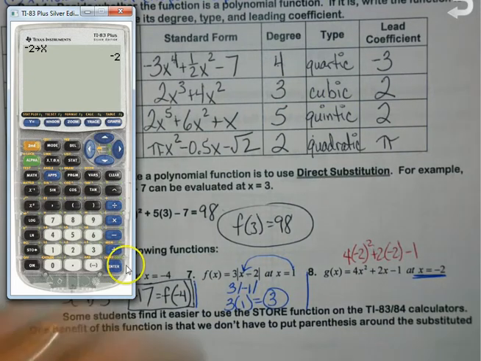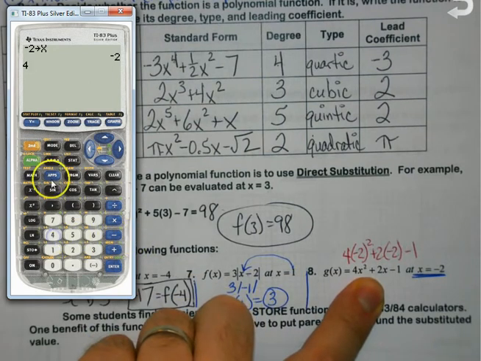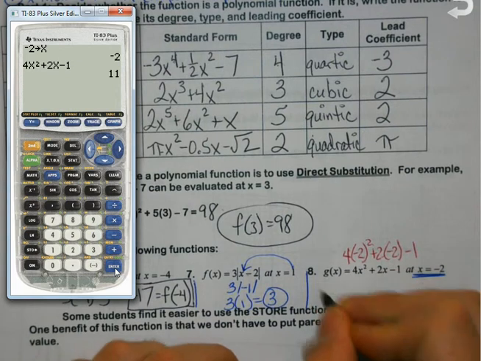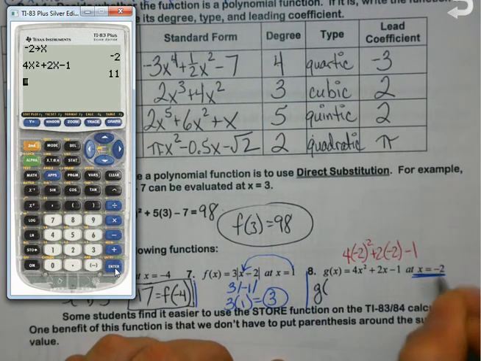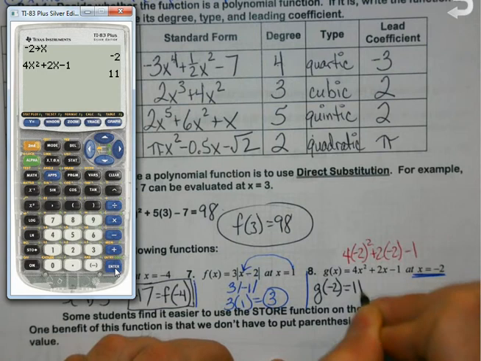And I'm like, yes. So I'm going to take what I have here. I'm not going to y equals. I'm just going to type it right here, exactly like what I see there. I'm not changing the x's because the calculator knows what it's going to plug in. Hit enter. That's the answer. So in this case, g of negative 2, because that's what I plugged in for x, equals 11.